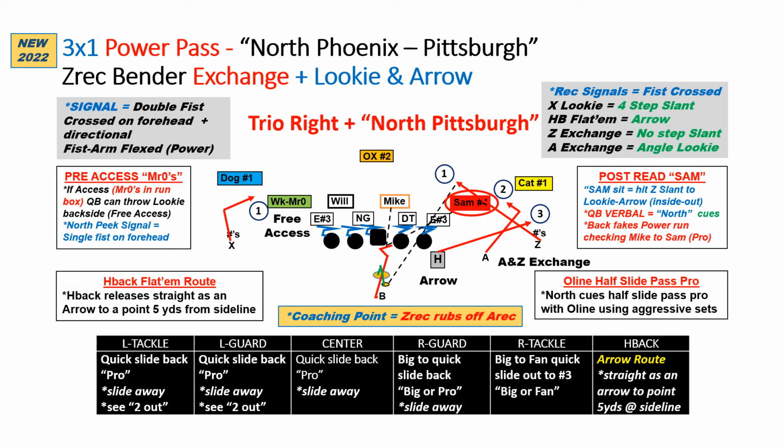He's going to look inside out. Now looking for the Z number 1 on the slant, inside to the angle lookie, to the H and the arrow. As always, if he has free access with the X, he can take that free snap determined.